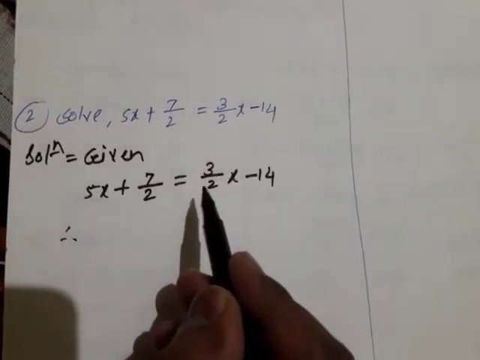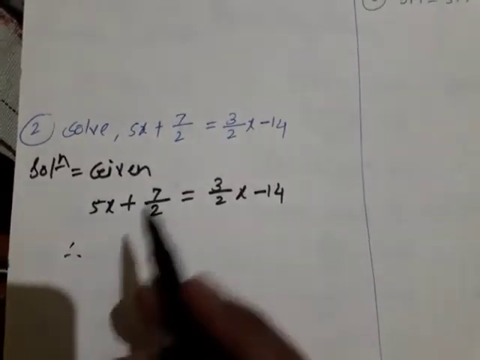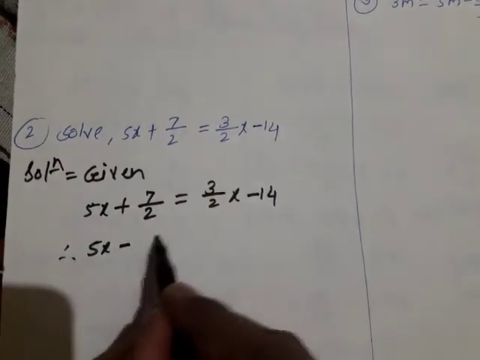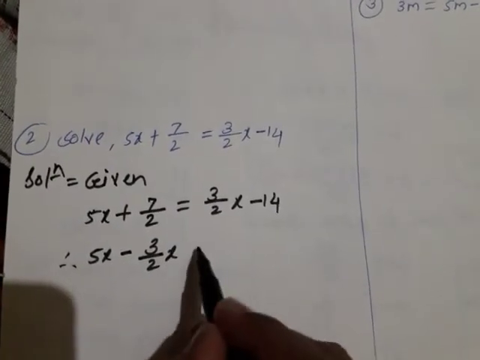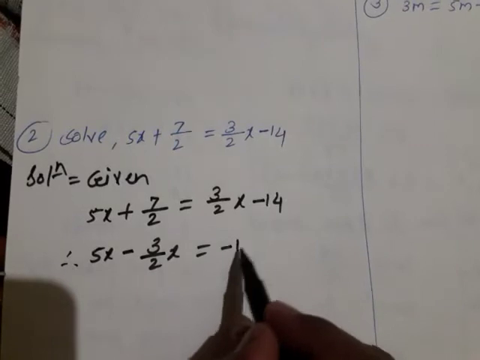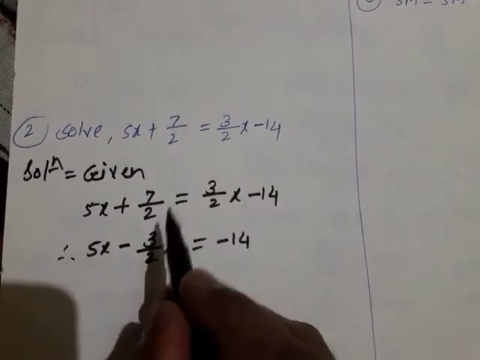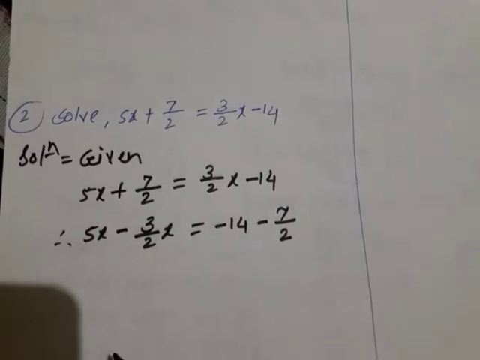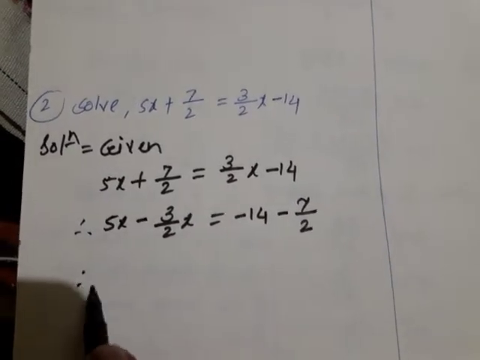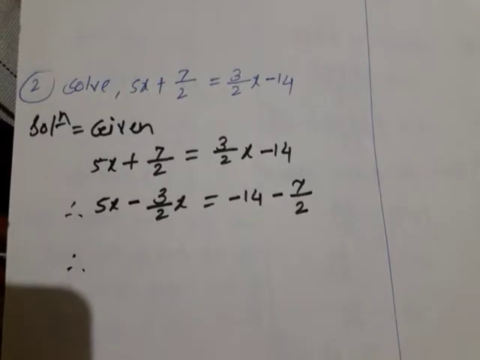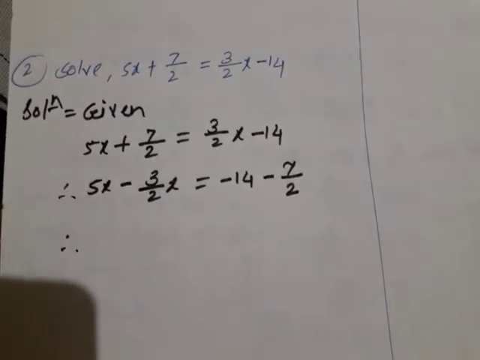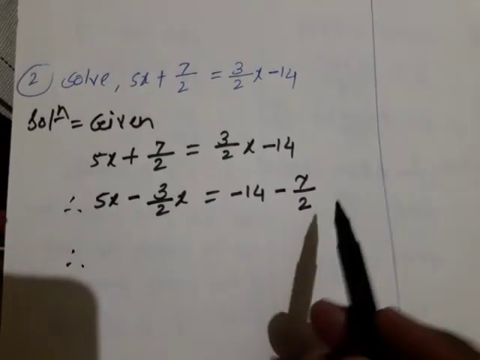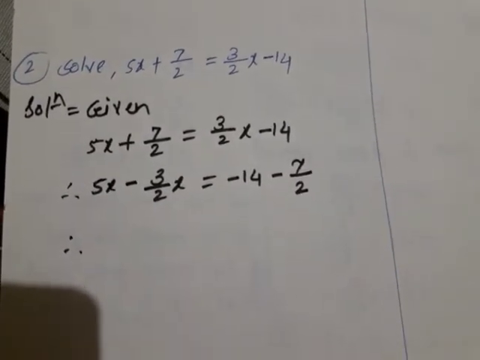Transfer this 3 divided by 2x to the LHS. 5, this is plus, it will convert into minus. 3 divided by 2x is equal to minus 14 as it is. This 7 by 2 is now positive, it will convert into negative. 7 divided by 2. Okay. We want to find out here x. For that purpose, look here. You are having here many options. What we can do? We can do here cross multiplication, then we can divide. Here also we can do cross multiplication, we can divide.